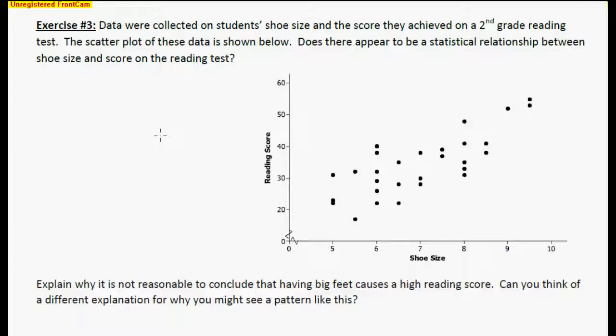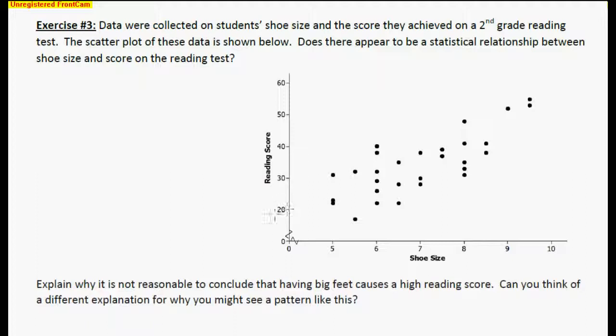All right, so the scatter plot of these data points is shown below. Does there appear to be a statistical relationship between shoe size and score on a reading test? If you look at these points, here's the shoe size. We've got some at a 5, and it looks like these are 5.5 and 6 and 6.5. That's usually how shoe sizes go. They go by half step, right? So it would make sense that we have a grouping straight up from 5 and a grouping straight up from 5.5 and 6 and 6.5 and 7, etc.